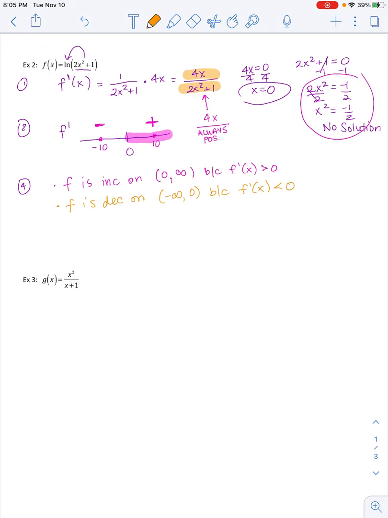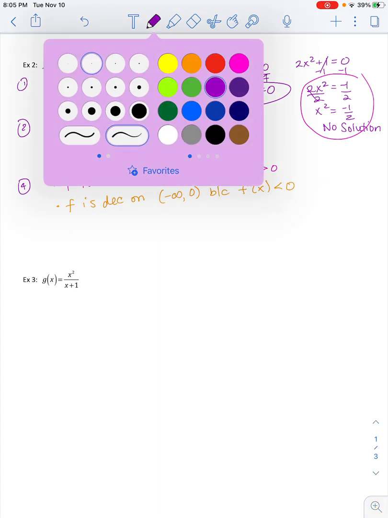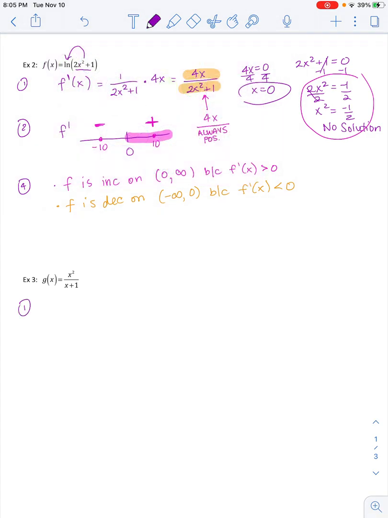So example 3 gives us a quotient. So let's go ahead and work with the quotient rule since we haven't in a while. Let's take the derivative. So g prime should be low d high minus high d low over the denominator squared. d low is just 1, I'll put it there.